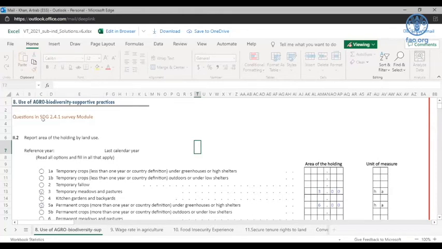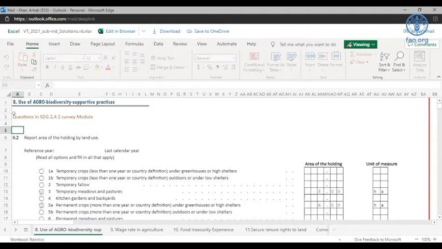Now, let me just show you the working of the agrobiodiversity supportive practices indicator. So like other sub-indicators that we have discussed so far, both within the economic as well as the environmental dimension, the mechanics, logic and process of constructing this particular sub-indicator is not different from the others. What we require is a set of variables and data items, which will in turn be used to construct or calculate this particular sub-indicator.